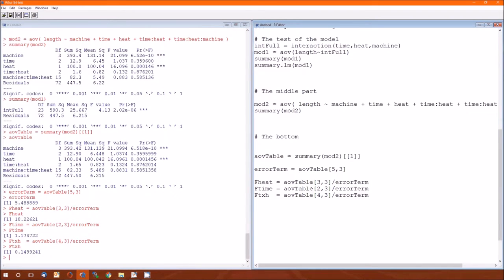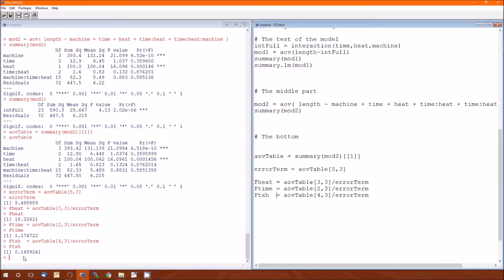So there's your 0.1499241, which rounded to decimal places is 0.15. So that's how you get those F values. And they come about because you're supposed to use the machine by time by heat as your error term and not the residuals. And the book explains why.